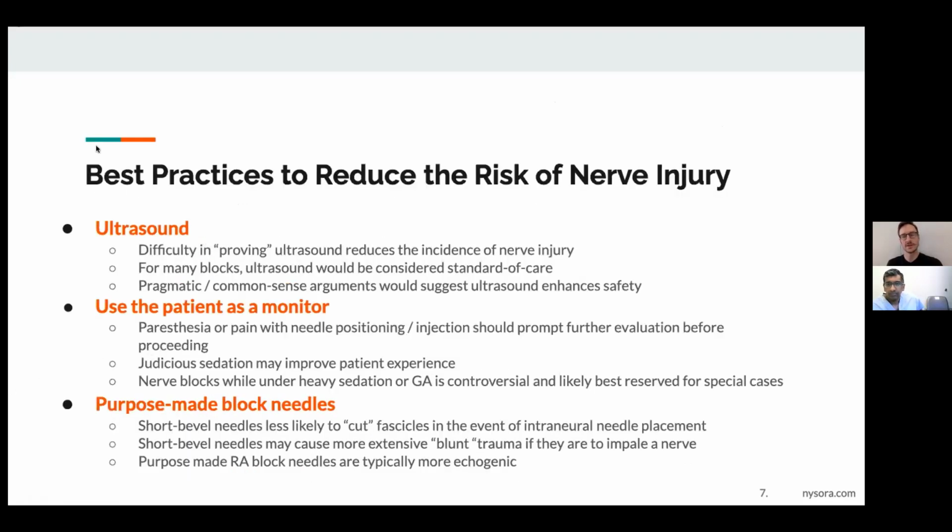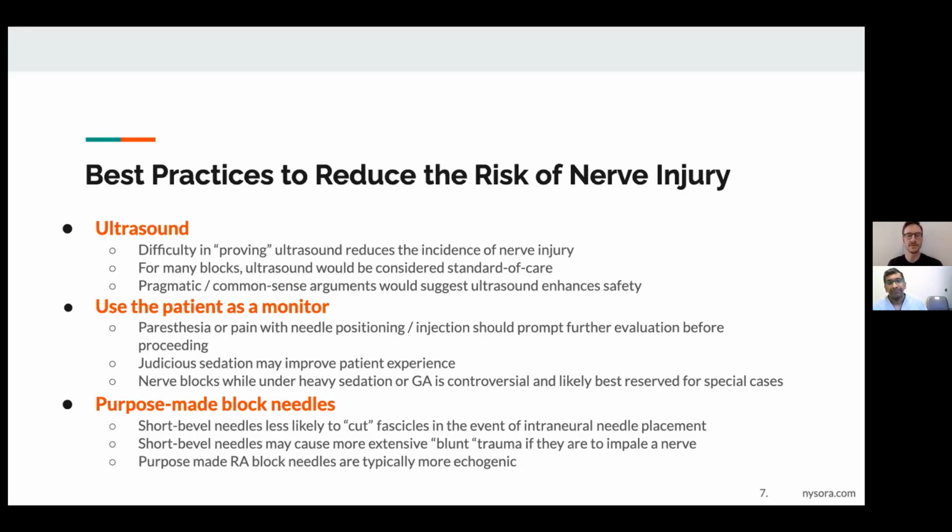So ultrasound. If you go to a regional anesthesia meeting, the regional anesthesia nerds will debate back and forth whether there's any evidence that ultrasound actually reduces the risk of nerve injury. And it's a difficult thing to study. In this day and age, it's more or less standard of care for most of our blocks. So it's potentially unethical, or it's difficult to achieve equipoise in randomizing patients to a non-ultrasound guided technique when that's the standard of care. So for a lot of reasons, the evidence is going to be difficult to find.